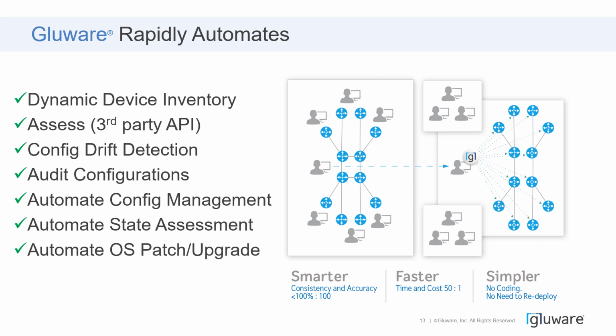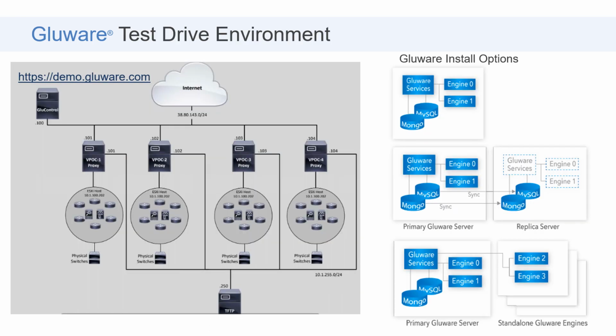And then finally, the automation of OS management, so upgrades, downgrades, patches to plug holes, as well as enable features for your network. So in short, Gluware enables your operations and engineering to work smarter and faster and simpler on the network, enabling that centralized management, and without programming or needing to redeploy your network within the guidelines of someone else's design. So it's really a bring your own config, bring your own design approach.